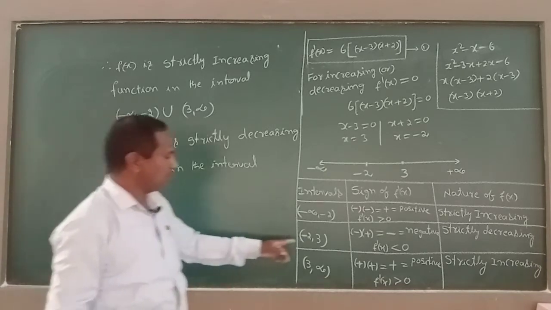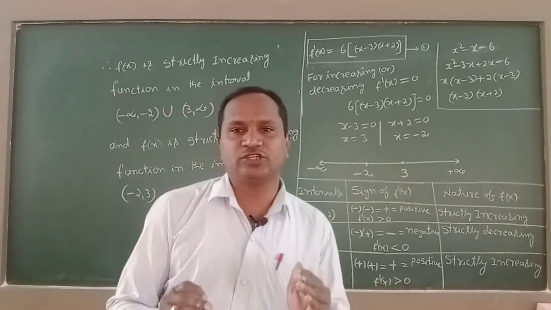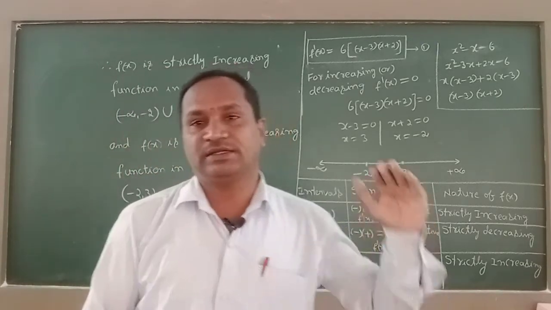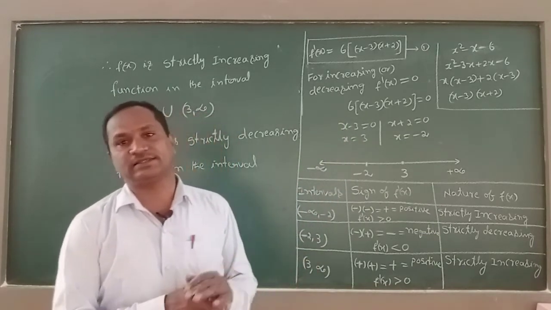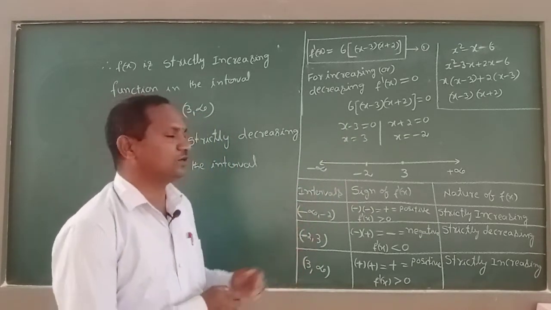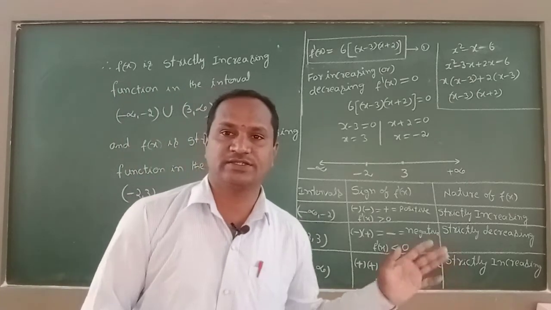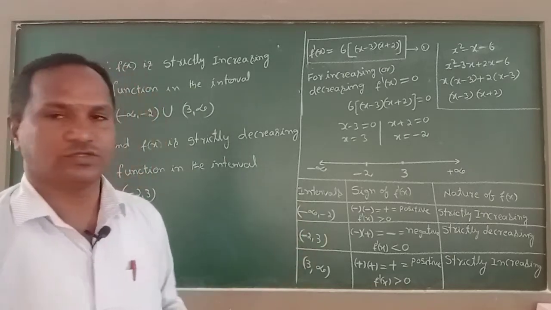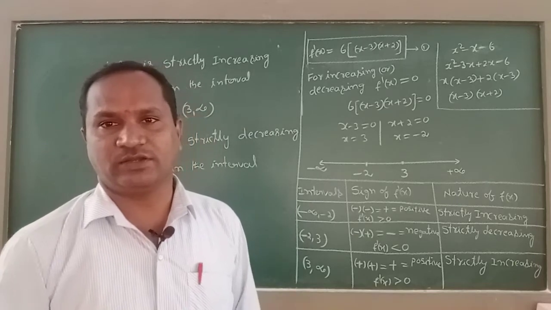Only in the open interval minus 2 comma 3, in that interval only we are getting strictly decreasing, but in the remaining two intervals we are getting strictly increasing functions. Like that we are showing a strictly increasing function and a strictly decreasing function. Like that we give the solution for this question. Let us now go on to solve another question.